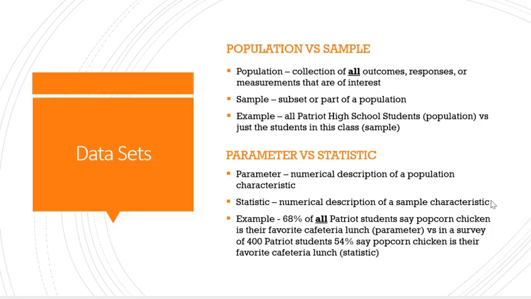Okay, so if we were able to somehow get every single Patriot student to answer the question, what's your favorite cafeteria lunch? And let's say 68% said popcorn chicken. That would be a parameter. Whereas if we took a sample of 400 Patriot students, which is not everybody, and then 54% say popcorn chicken is their favorite, that 54% would be a statistic. And the nice part is they start with the same letter. So if it comes from a population, it's a parameter, P and P. And then if it comes from a sample, it's a statistic, S and S.